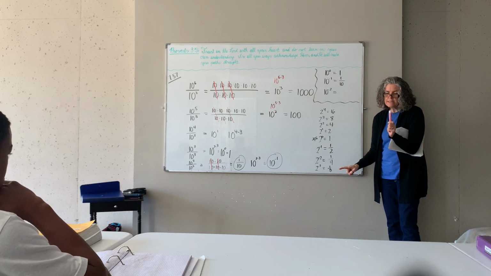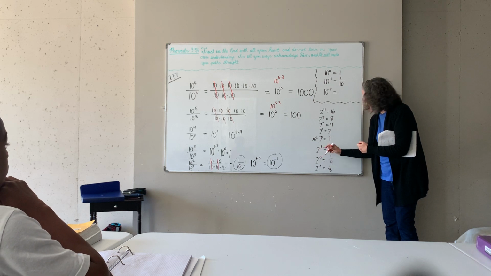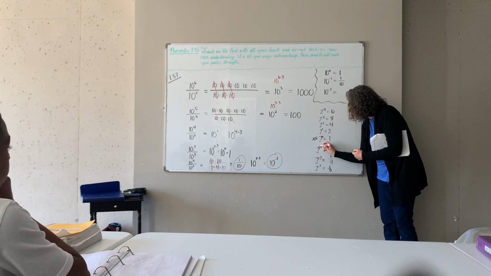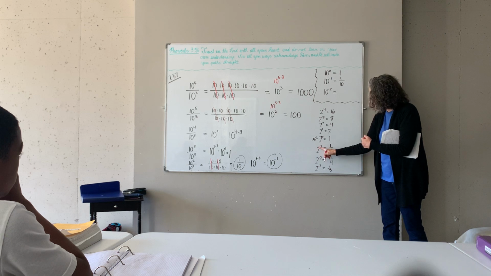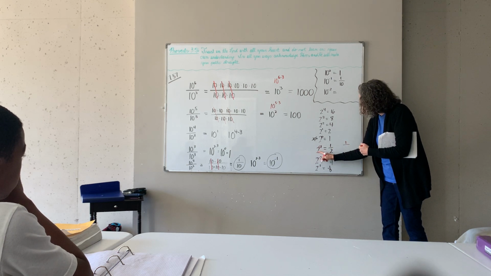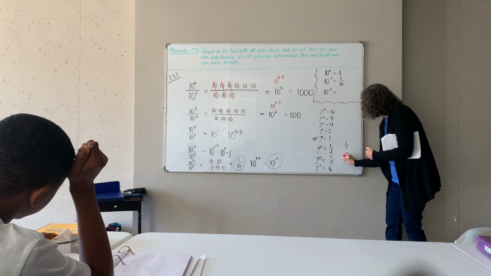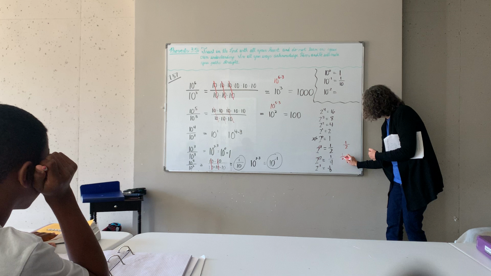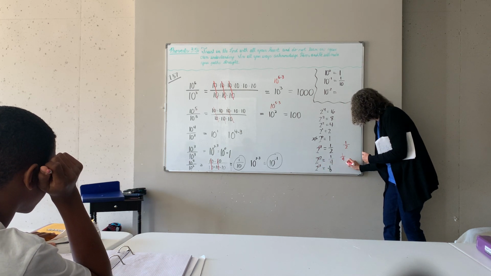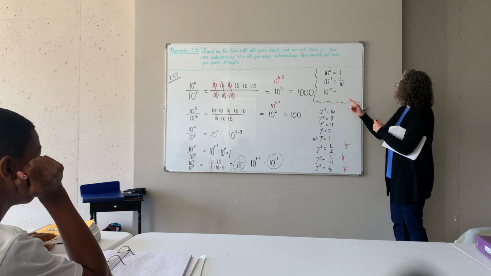This is really, really important. When you see a negative exponent, I want you to think 1 over. Don't think negative, think 1 over. And then it's 2 to the first. This means 1 over 2 squared, 1 over 2 cubed.